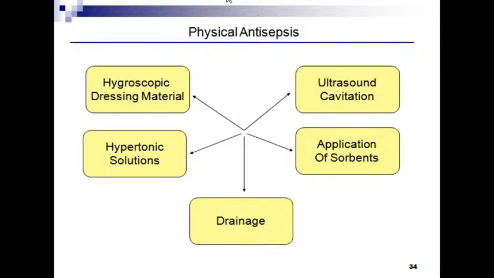Application of sorbents. Sorbents are drugs for absorbing and inactivating toxins and bacterial cells. We can apply sorbent into the wound. Application is topical only, inside the wound. The sorbents will absorb toxins and bacteria from the wound.